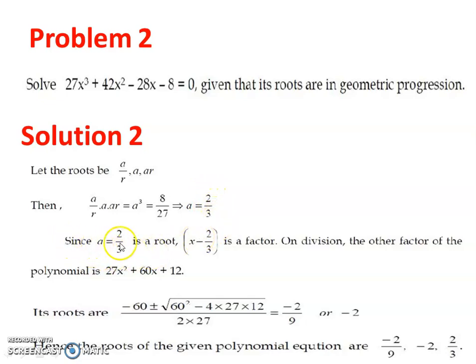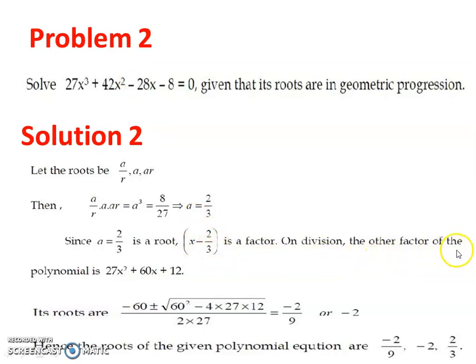Now, a is equal to 2 by 3 is one root of this polynomial equation. Here it is given that the roots are a by r, a, ar. Therefore, a is one of the roots. Therefore, 2 by 3 is one of the roots of the given polynomial equation. Then we know that x minus 2 by 3 is a factor of the given polynomial equation. Therefore, we can divide the given polynomial equation by x minus 2 by 3.